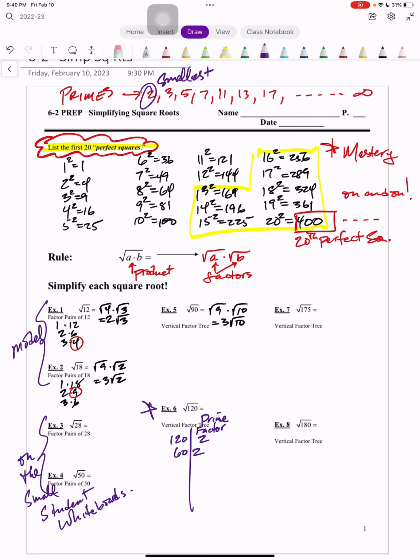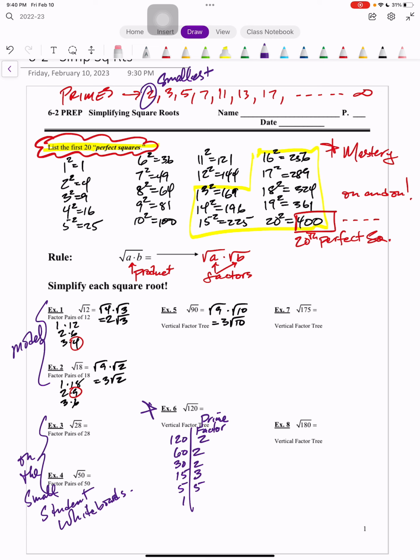And so 60 divided by 2 is 30. Divided by 2 is 15. Now that's odd, so you can't divide it by 2. So you pick the next biggest prime factor, which is 3. And 15 divided by 3 is 5. 5 is prime, so you divide it by itself. And when you get 1, you stop.